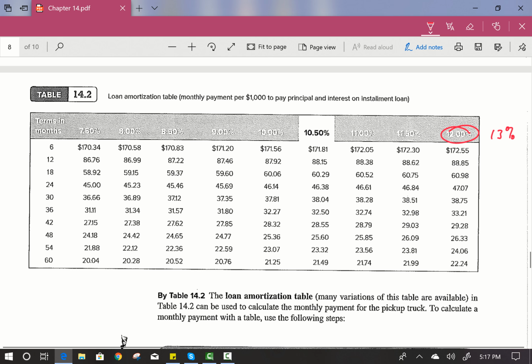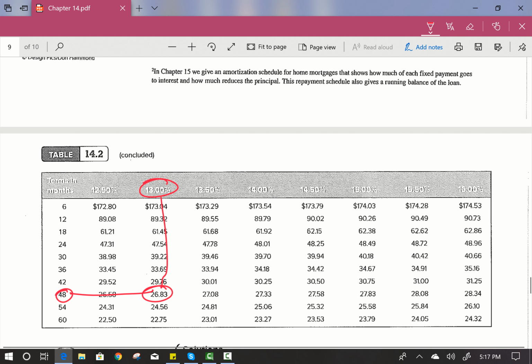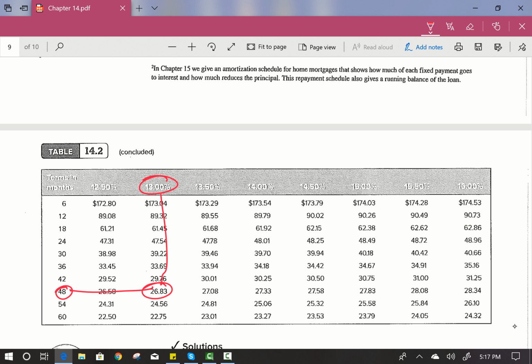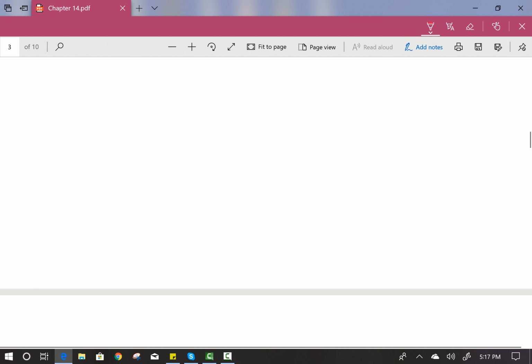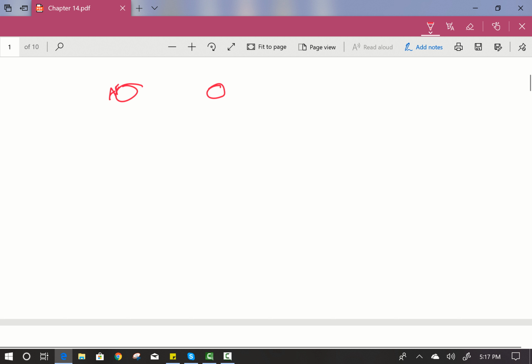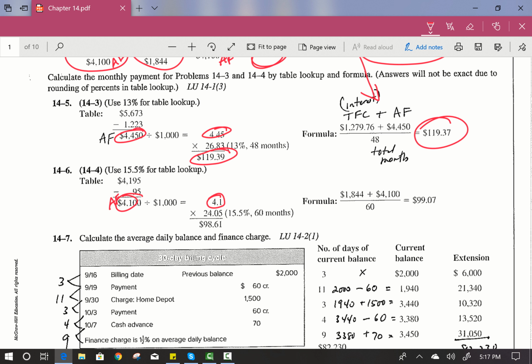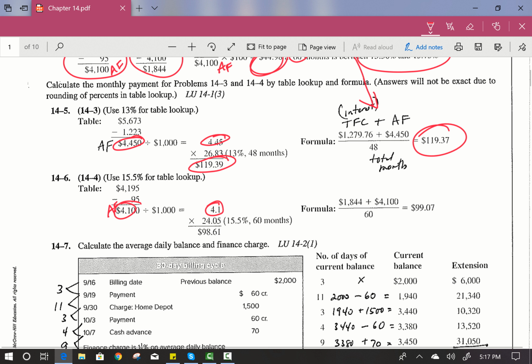Okay, here's the table factor, 15.5. Let's go to the next page. There's 15.5 right there. And was it 60 months? I can't remember. 60 months and go straight across. Find the corresponding factor of 15.5 in 60 months, which is 24.05. And we'll take that 24.05 and multiply it times the factor that we originally received, a 4.1, and that will give us the monthly payment of $98.61.